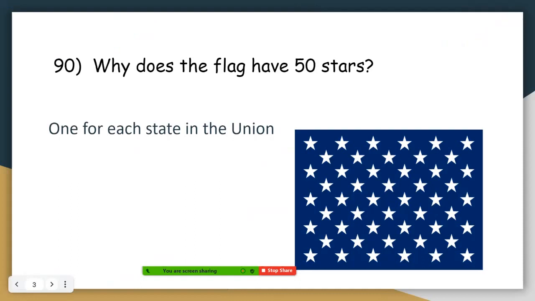Related, why does the flag have 50 stars? One for each state in the Union. The idea being now that every time we add a state, we will add stars. If you look back at the history of the United States flag, you will see that over the last century plus, that this has been a thing, and you can actually look at the different designs.